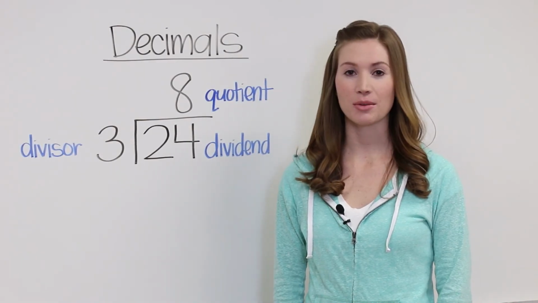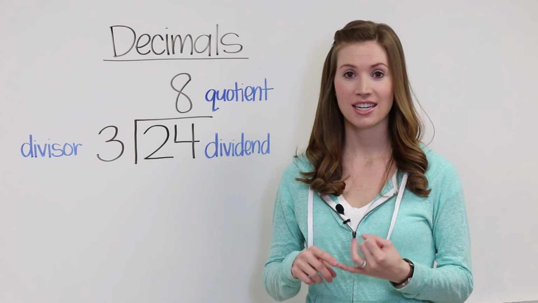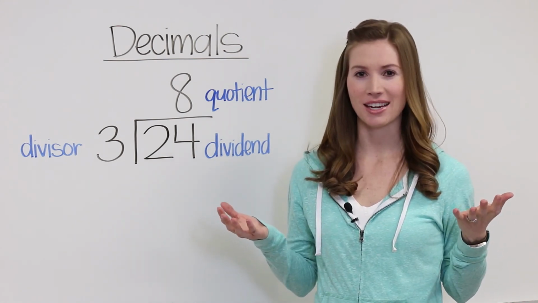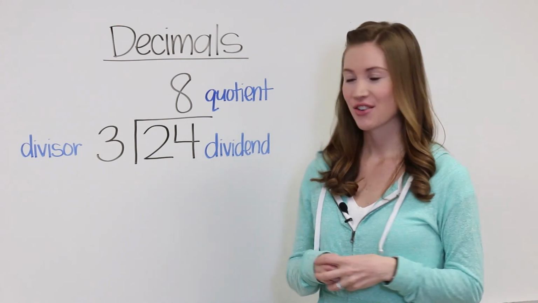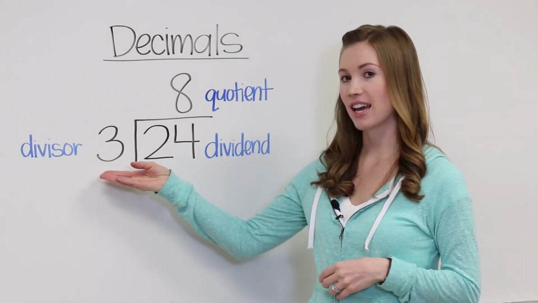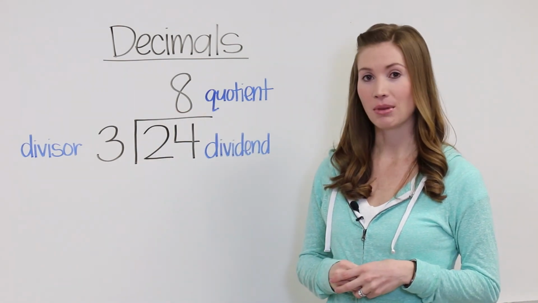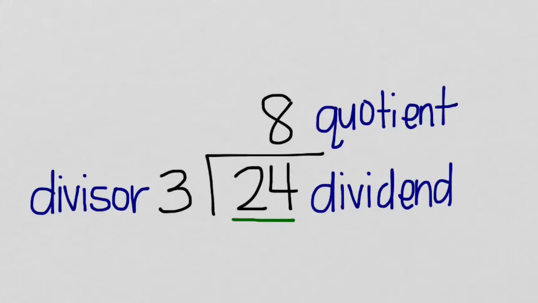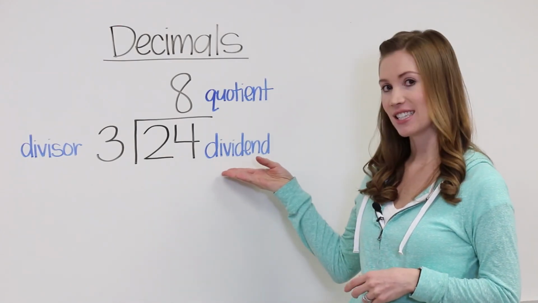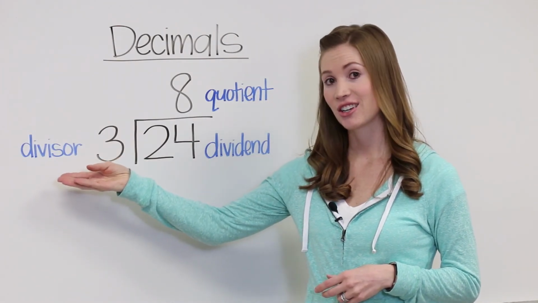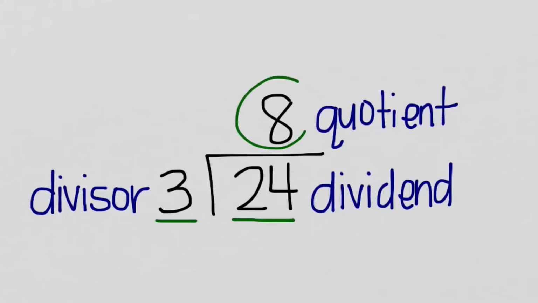During this lesson, you'll hear me use the words dividend, divisor, and quotient. So what do those words mean? Let's look at a problem together. 24 divided by 3 equals 8. In this problem, 24, our number being divided, is our dividend. 3, the number that is dividing 24, is our divisor. And 8 is our answer or our quotient.